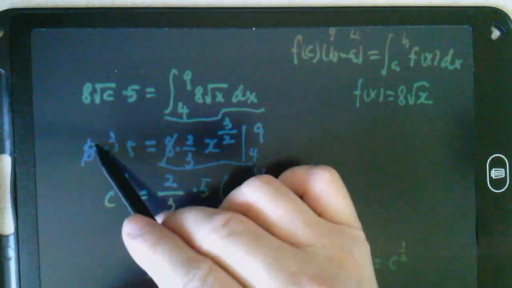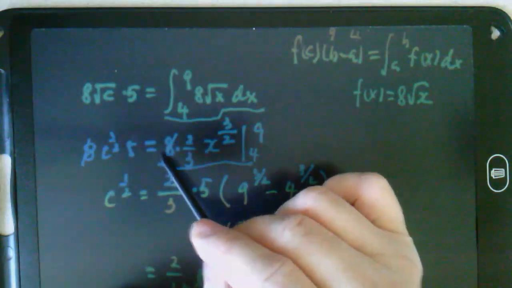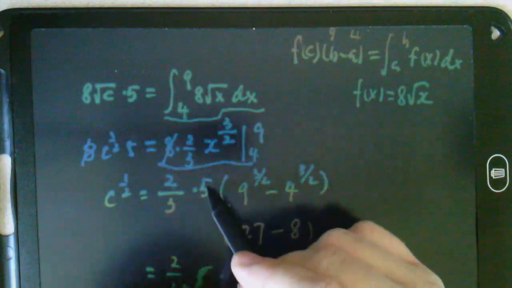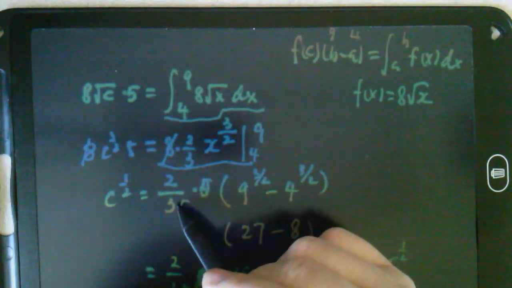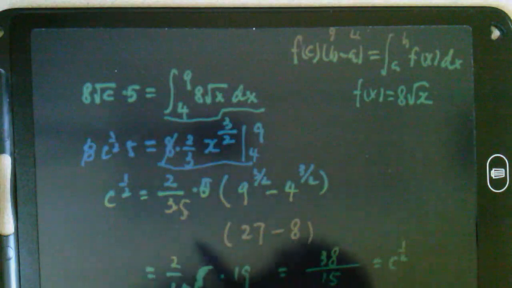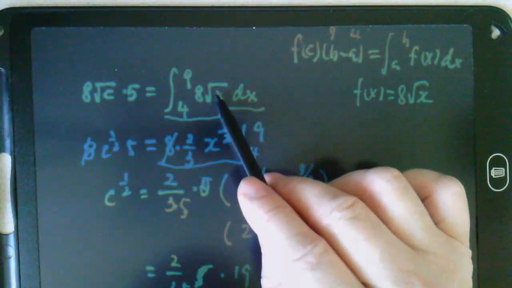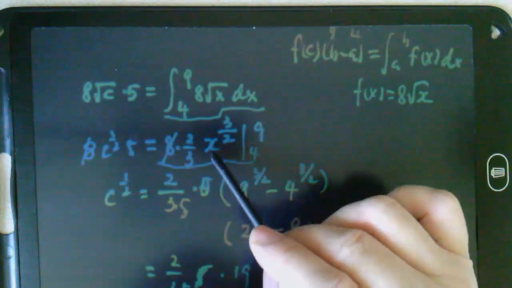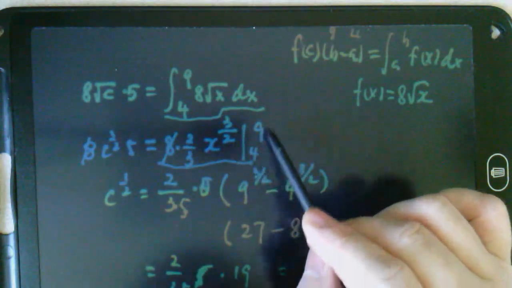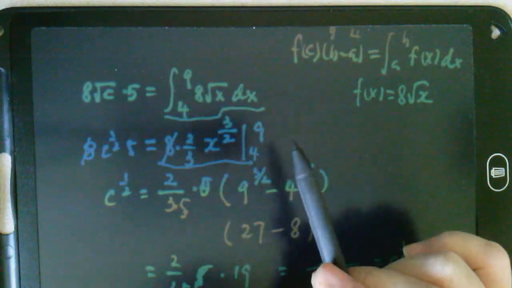On both sides we reduce the a, and on both sides divide by 5. Okay, so here the 5 is here actually. And then the antiderivative of square root of x, which is 2/3 x raised to 3/2, from 4 to 9, because it's a definite integral.